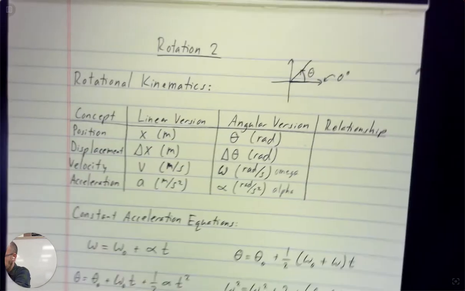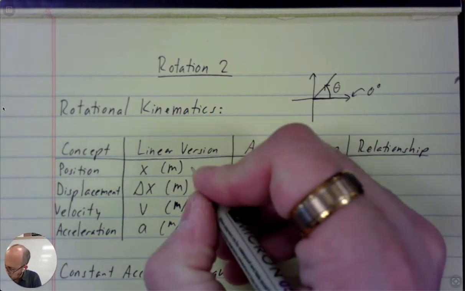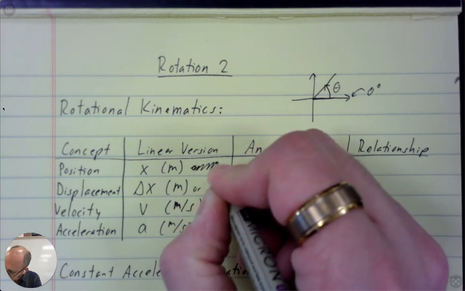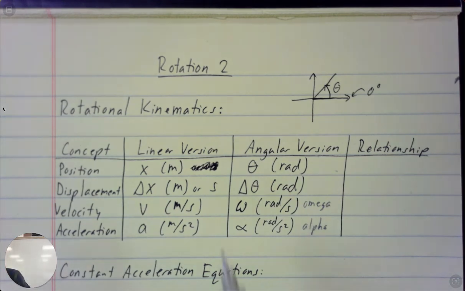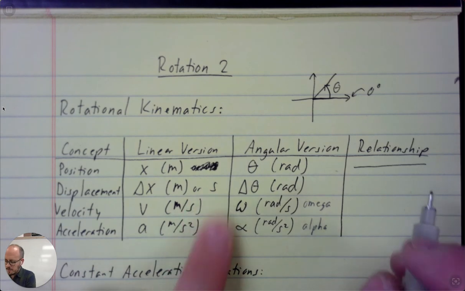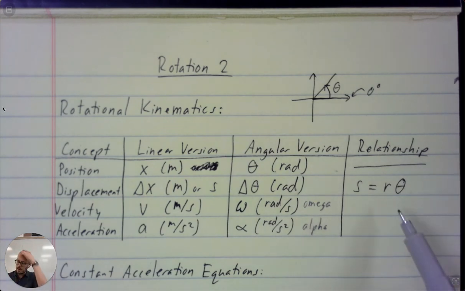And the last thing to do for this part is to focus on the relationships between the two. I kind of messed up. I meant to put S here. So I will put S. S is a displacement because it's the arc length that's traveled. So we're going to kind of ignore the linear and angular relationship between position and angle. But as far as displacement is concerned, we talked about this one already. So the arc length is equal to r times theta.